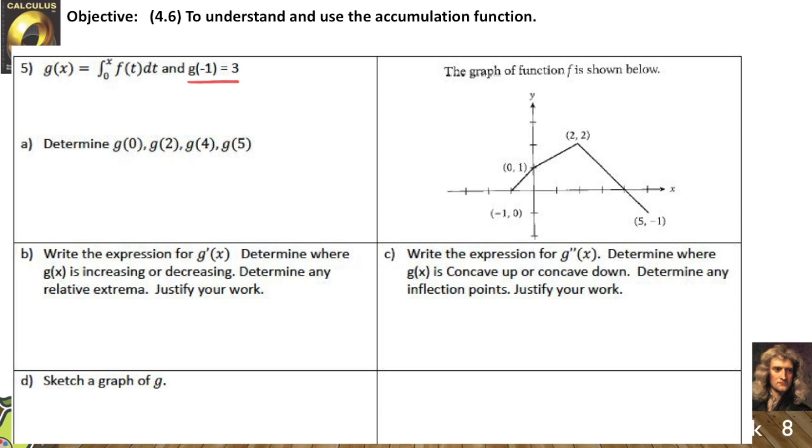For question B, I need the expression for g prime of x and determine whether our function is increasing or decreasing. C looks familiar. There's your second derivative. You're going to talk about concavity. And of course, question D, you're going to make a quick sketch. So take a few minutes, do this problem, stop the video now, and check your answers once you're finished.